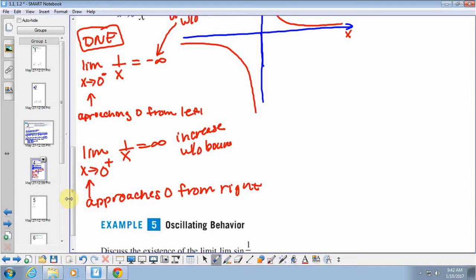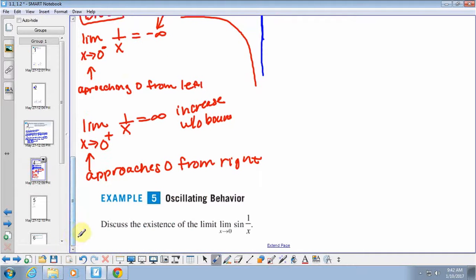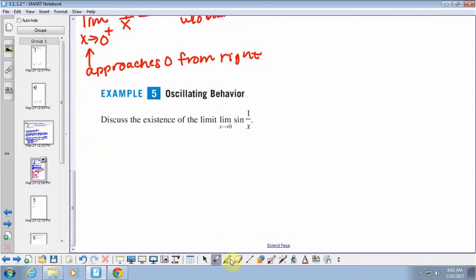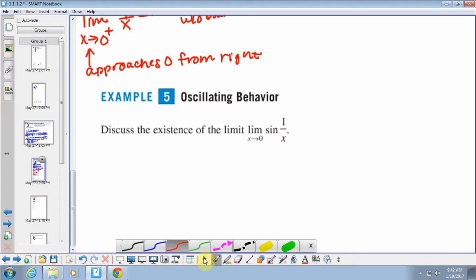All right. Our next problem is oscillating behavior. Remember, we had three things for the non-existence of a limit. You approach a different number from the right as you do from the left, you increase or decrease without bound, or you oscillate. Now, we have the limit as x approaches 0 of sine of 1 over x.